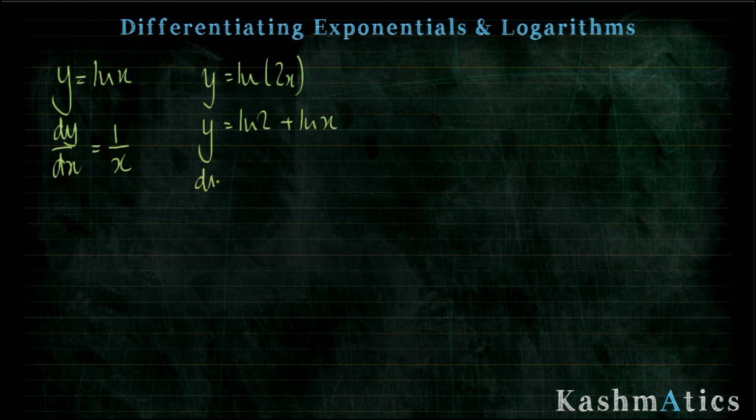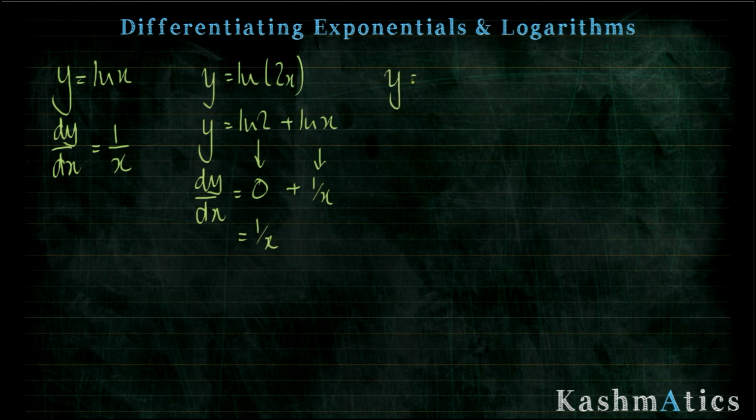Okay, and when you differentiate, what you've got to remember is any constant, okay, that's just a number. ln 2 is just a number. Any number disappears and becomes 0. Plus ln x, which is just 1 over x. So the final answer is 1 over x.